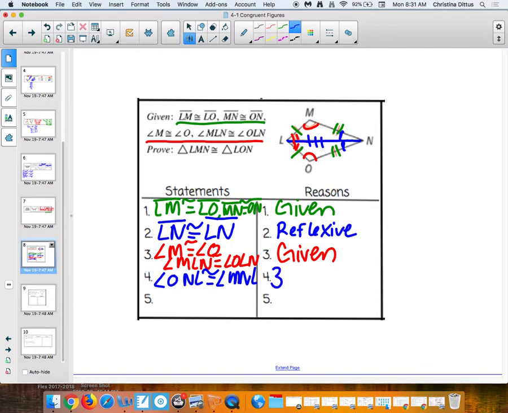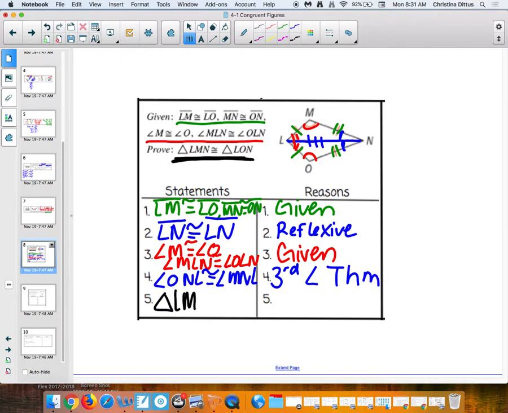Our third angle theorem. Our third angle theorem says if two of them are the same, the third one has to be the same. Okay. The last line of your proof should always be your prove part. Copy paste.